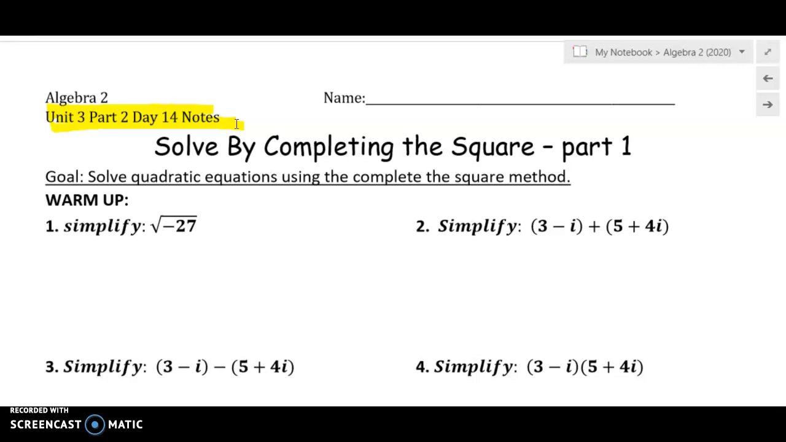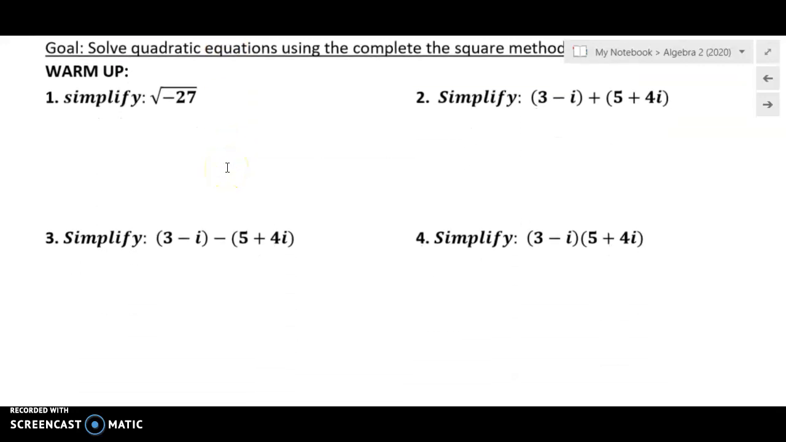We're going to start really quickly with some warm-up problems. I'm going to go very quickly through these, so if you need to pause the video and stop and try it on your own, do that, because this front page I'm going to go very quickly.